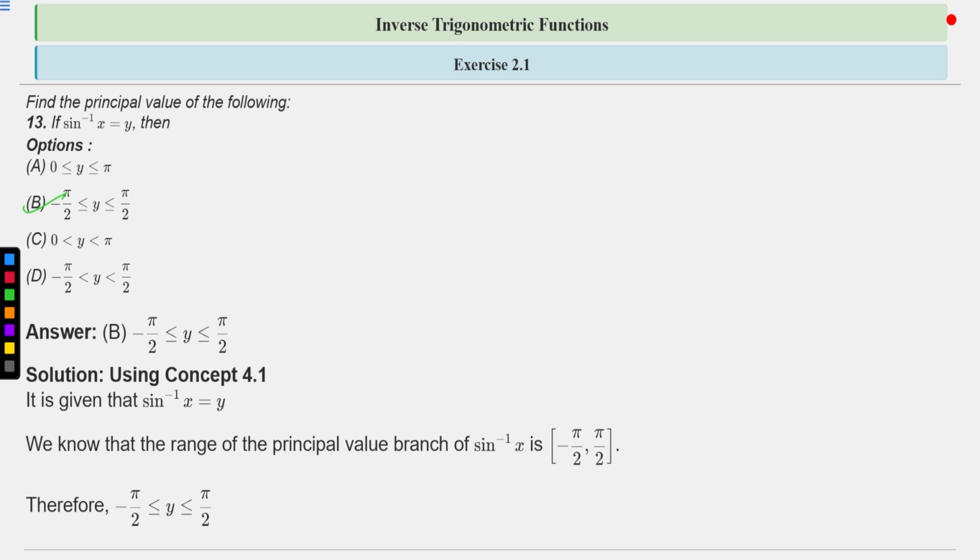Okay, let us move to the next question. Hope you understood. If you have any doubt in this question particularly, you can ask. Okay, let us move to the next question.